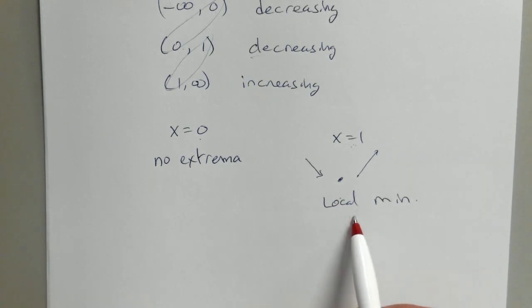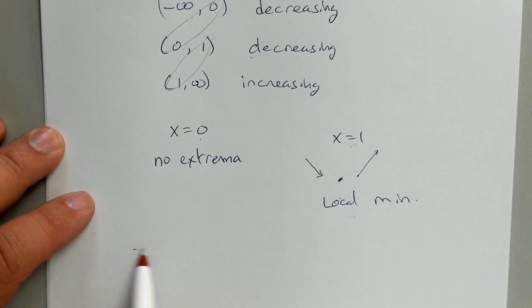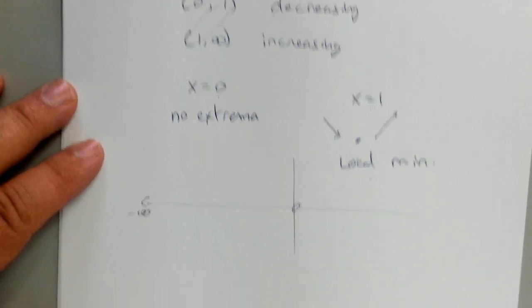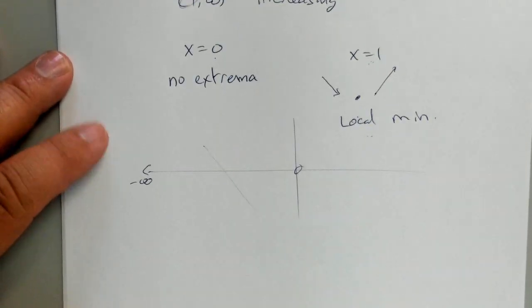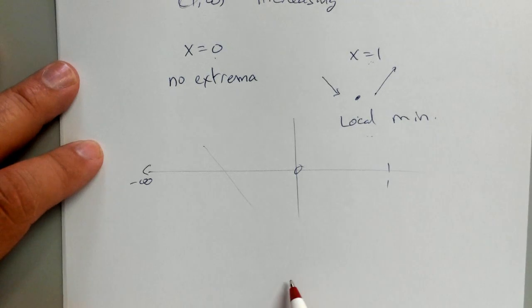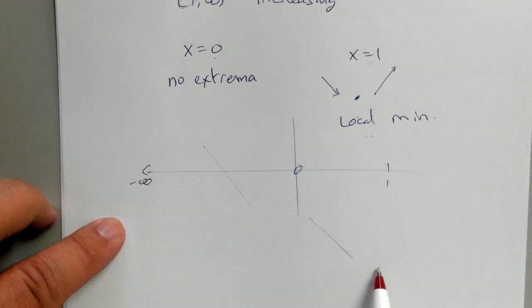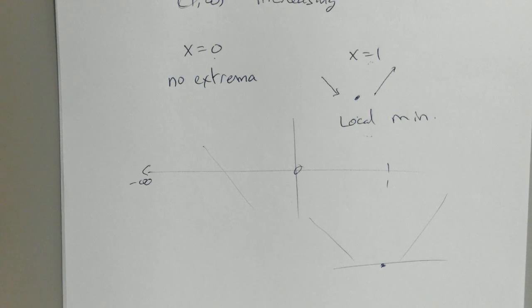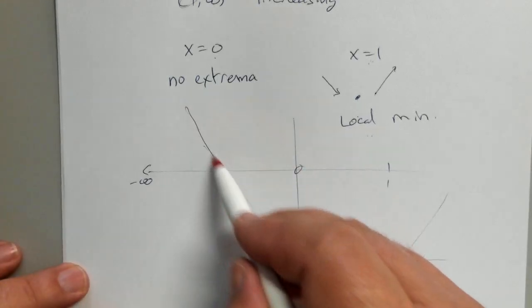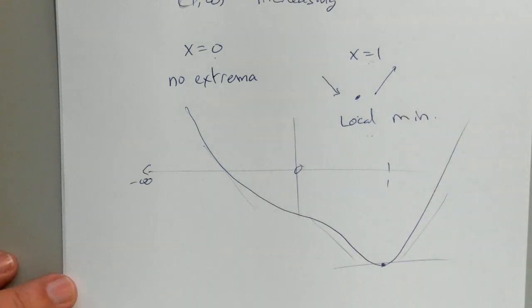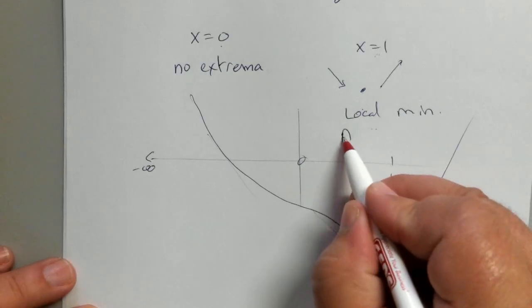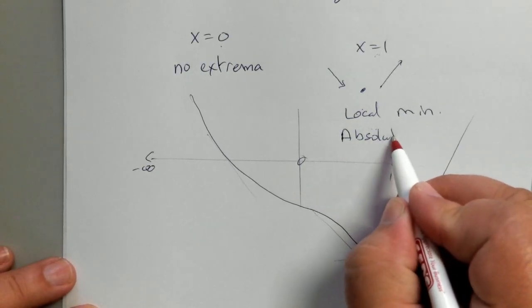This one has to be absolute, because look what's happening in the entire interval. From negative infinity to 0, the graph is decreasing, right? From 0 to 1, the graph is decreasing. So if it's always decreasing, that means at this point here, when it starts going up, this has to be the lowest of the entire graph. So it looks like something like this. So this is also an absolute minimum.